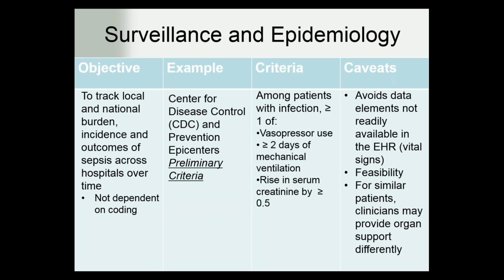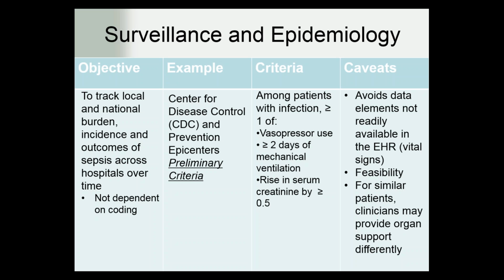Now, every time I've presented this, CDC has asked me to remind all of us that these are criteria under investigation. They are not settled upon, they're not about to be introduced, but these are what are under consideration. And here they are: amongst patients with infections, greater than one of the following: either vasopressor use, more than 2 days of mechanical ventilation, or a rise in serum creatinine of greater than 0.5.